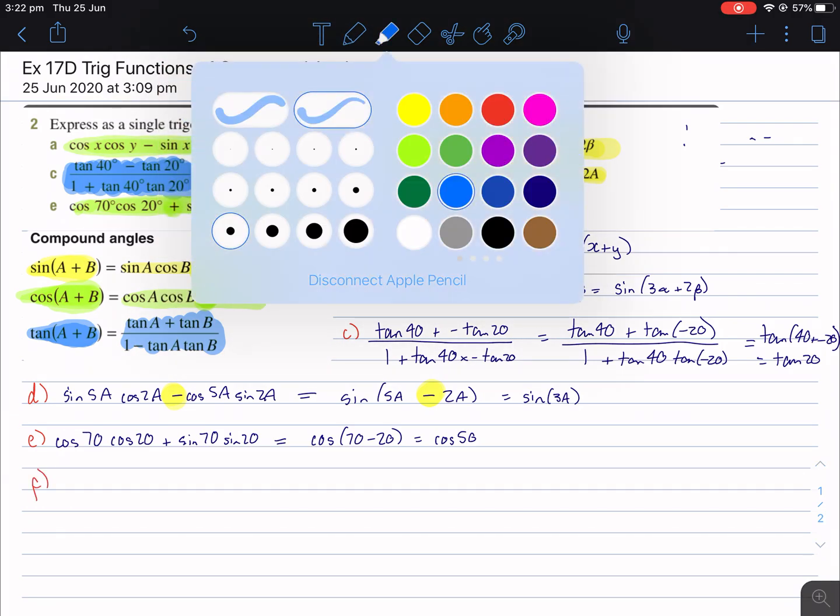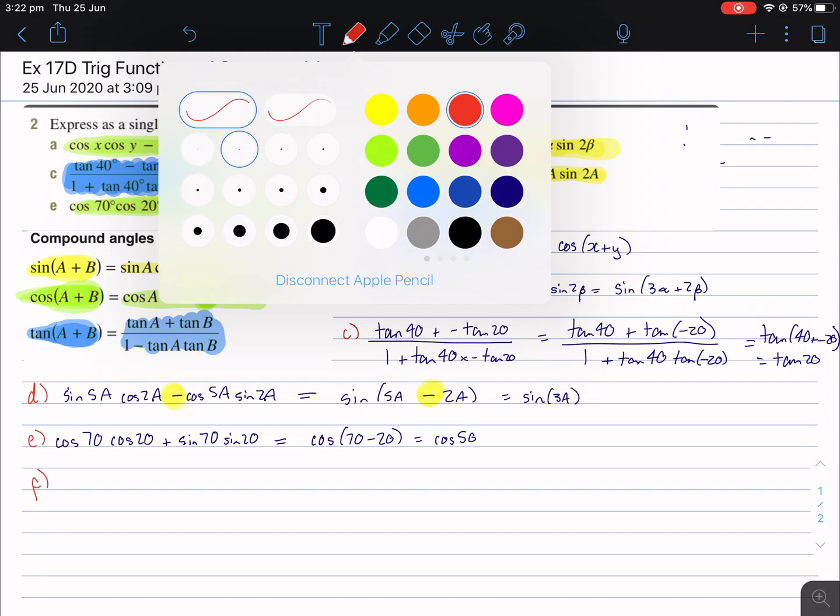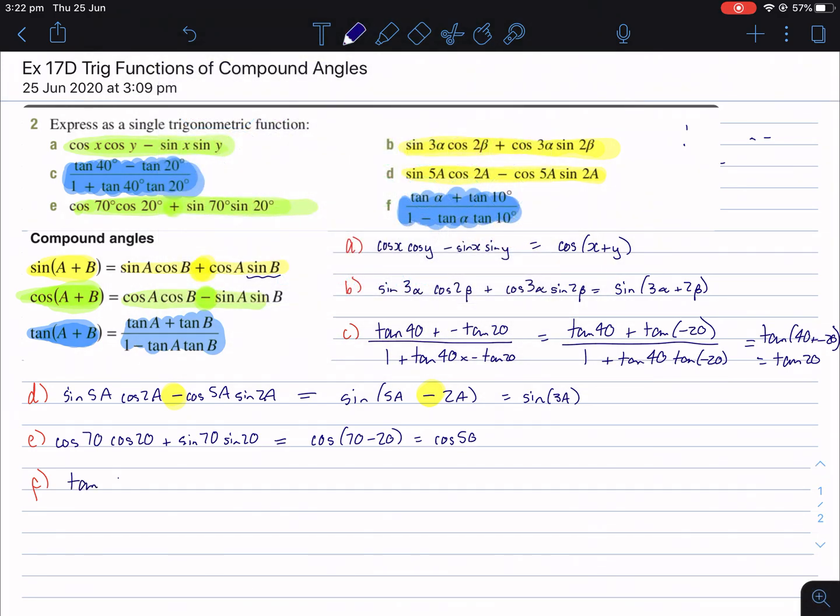F, yeah, obviously this looks like the tan one. Matches it to a T. So that's tan alpha plus 10.